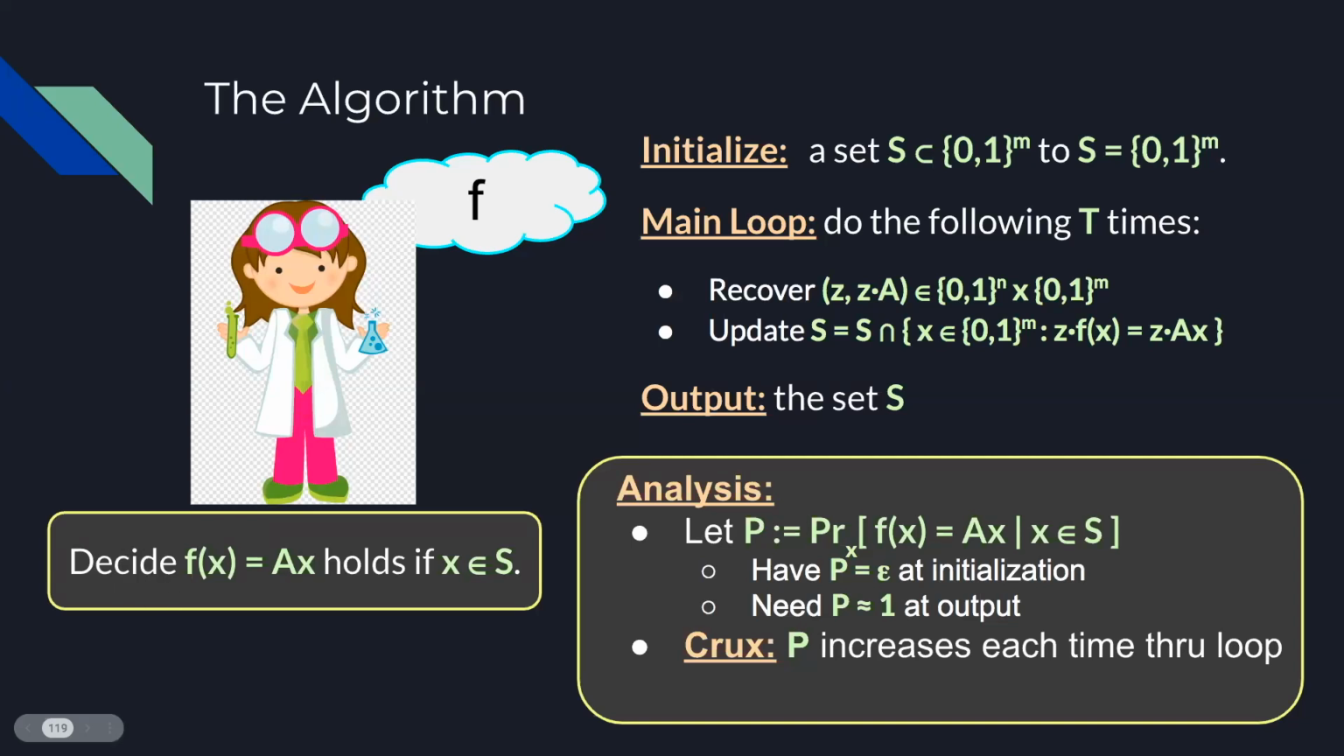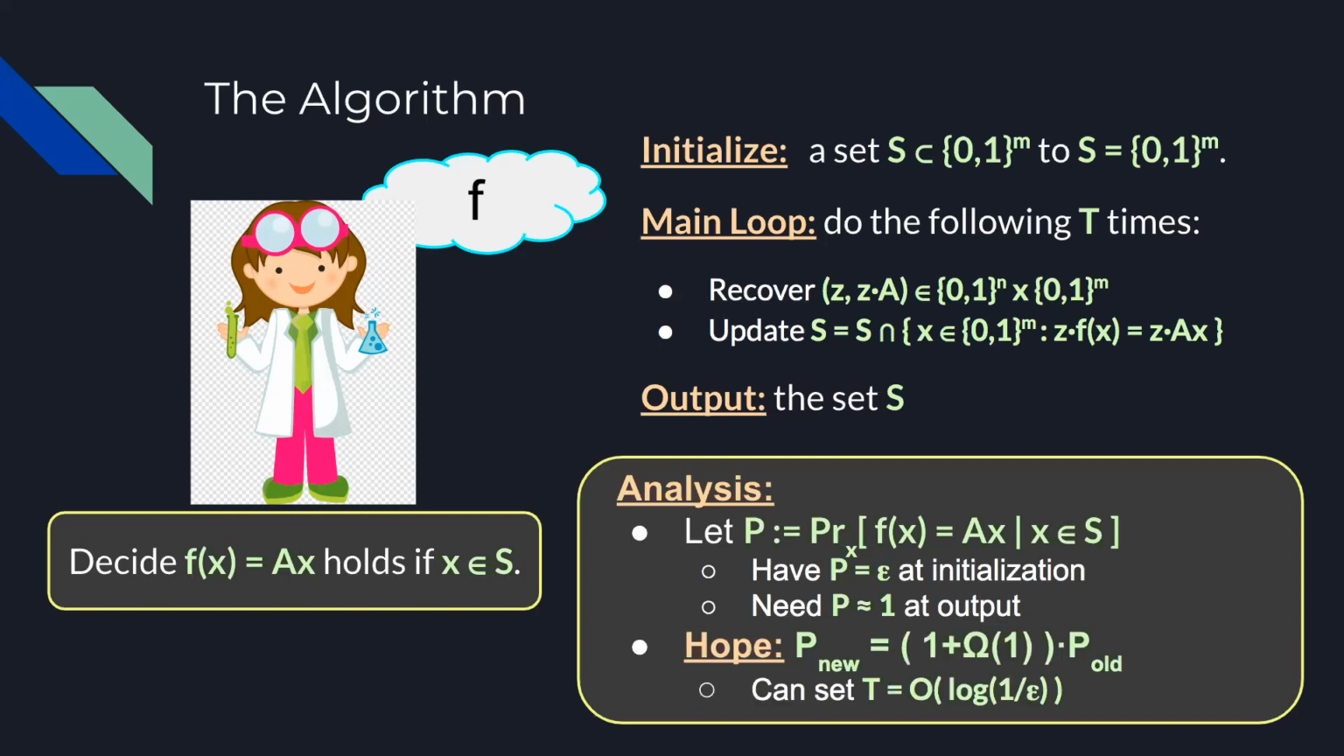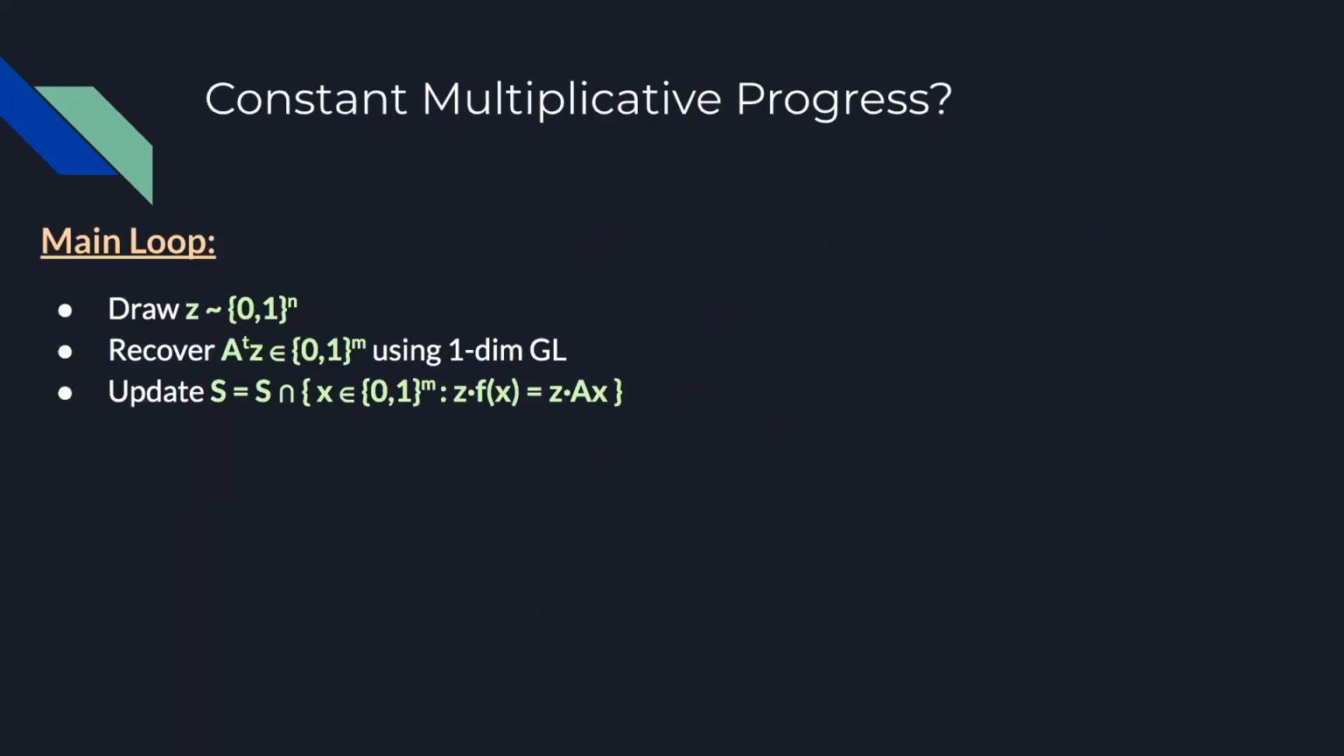So the crux is we want to show that P increases each time through the main loop. Specifically, what we want is that P increases by a multiplicative factor that's slightly bigger than 1. If so, that's going to let us set T to be log of 1 over epsilon, and that's going to get us the running time that we gave in the claim. Okay, so let's analyze the main loop.